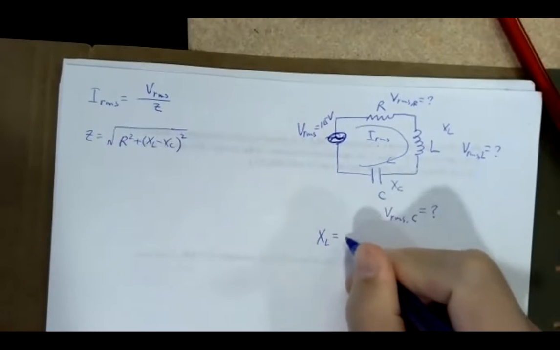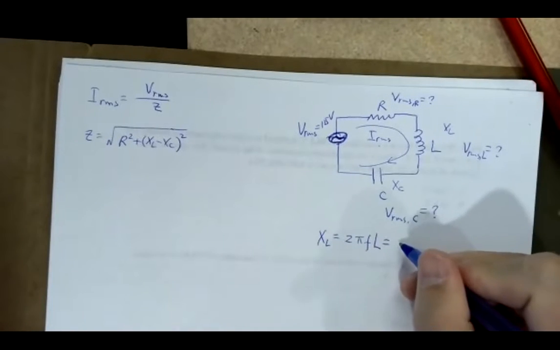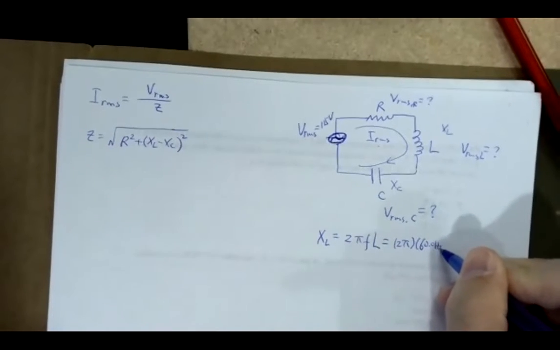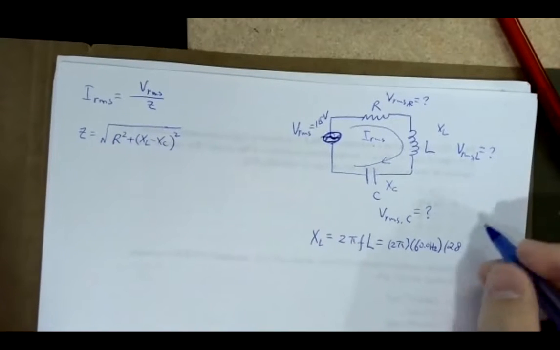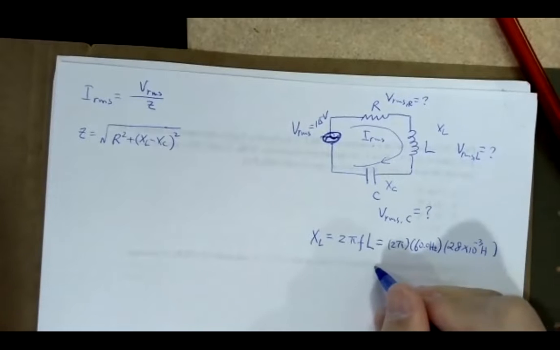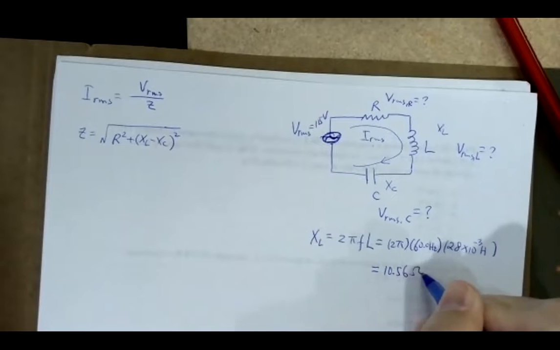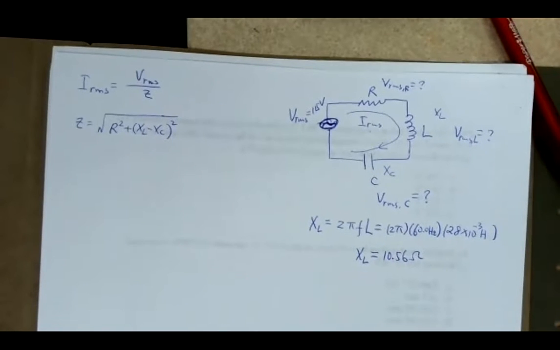XL is equal to 2 pi f times L. So 2 pi times 60 hertz times the inductance, given as 28 millihenry, so 10 to the minus 3 henry. That gives you 10.56 ohms for your inductive reactance, XL.